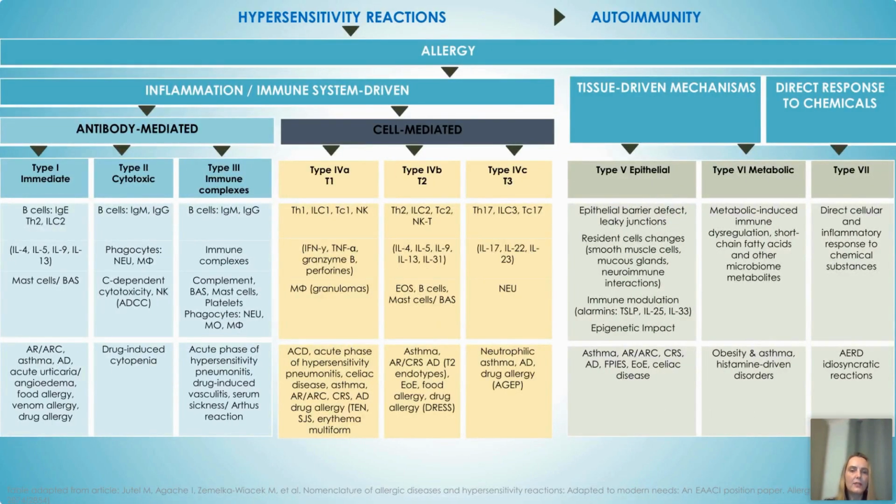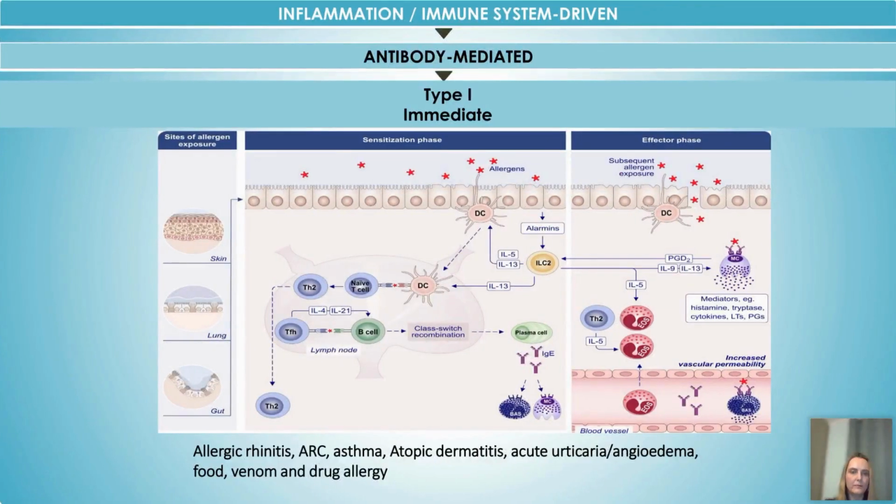Then just looking at the new classification from EAACI, which was in 2023. So there's now, so it's type 1, 2, 3, 4, A, B, C, and then type 5, 6, and 7. But we will just focus on type 1.